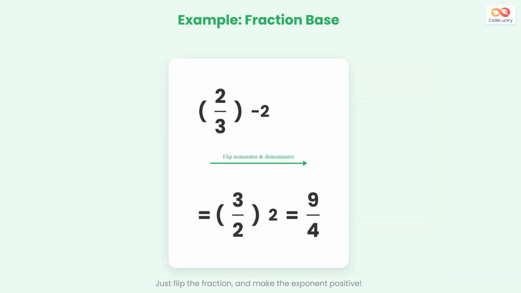What if the base is already a fraction? Here we have 2/3 raised to the power of negative 2. The negative exponent tells us to find the reciprocal of the base. The reciprocal of 2/3 is 3/2. Once we flip the fraction, the exponent becomes positive 2. Squaring 3/2 gives us 9 over 4.